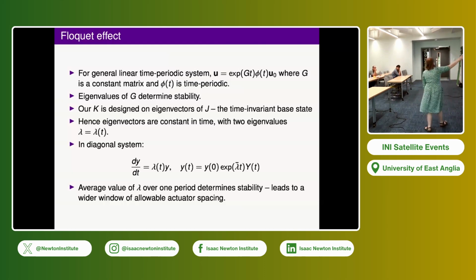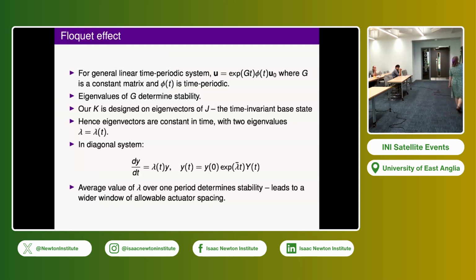But the handy thing that I did was set up K to only act on the two eigenvectors that are unstable. One of them is symmetric, one is antisymmetric, so they don't interact with each other at all. And that means the eigenvectors are constant in time, and you can just consider one at a time.